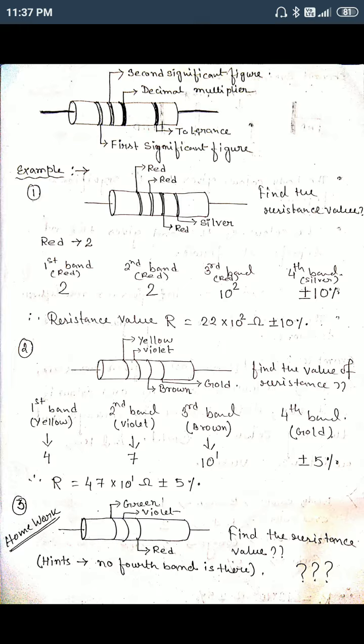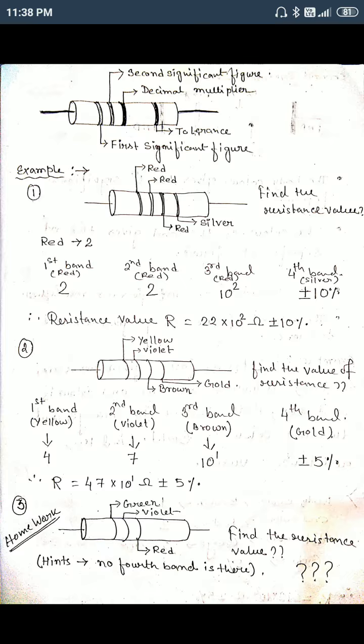The third number is called the decimal multiplier, 10 to the power of something, whatever the color present with respect to that number. And the fourth is the tolerance. I will draw the fourth one with a little bit of a gap, but in the resistor there is no gap. For your understanding purpose, I will draw this one.